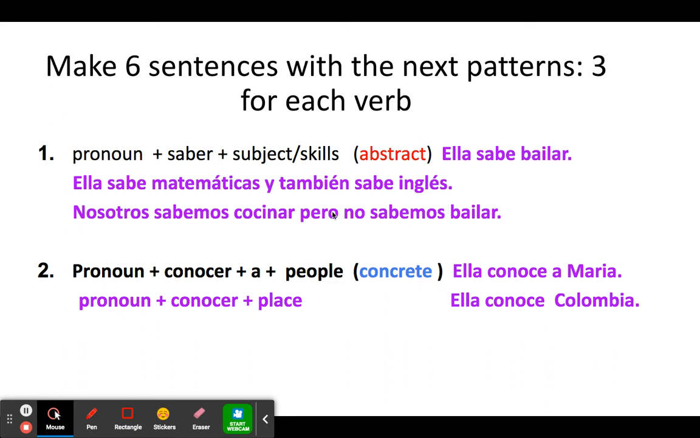I know math: Yo sé matemáticas. You can also have pronoun plus conocer plus a plus people. So you can say, ella conoce a María. Ella conoce Colombia. So conocer is for people and places. This is also for the makeup assignments. So go ahead and make 2 sentences for each of these, okay? Make 2 sentences with the sentence pattern.